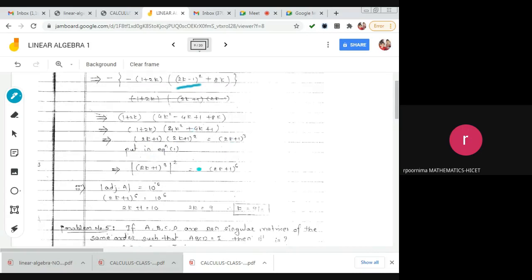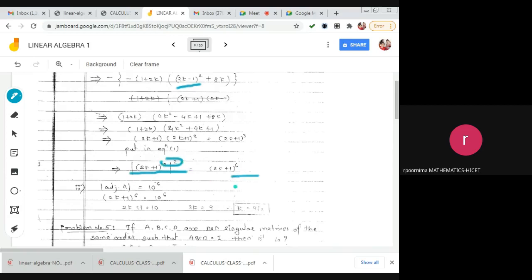Call it equation number 2. Now from equations 1 and 2, or you substitute this in the previous equation, you will be getting determinant of 2k plus 1 the whole cube, the whole square, which is equal to 2k plus 1 to the power 6. Then you combine these terms and you will be getting the answer.